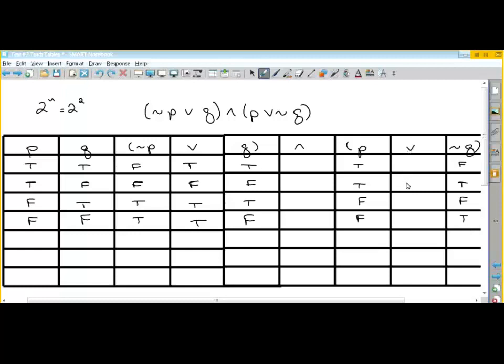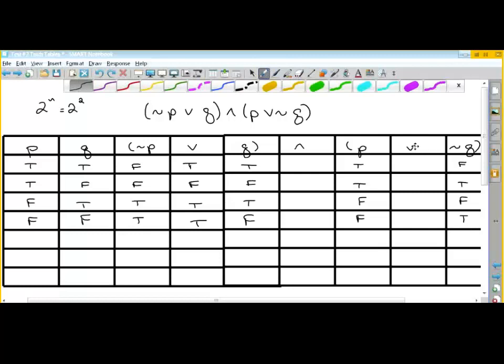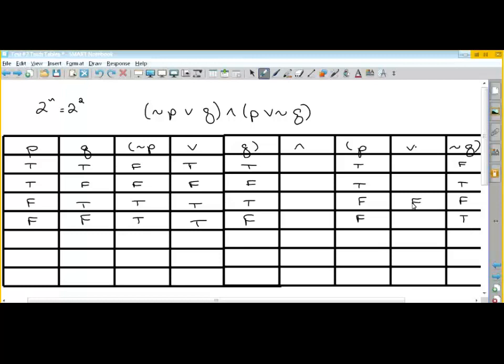Here we have another OR statement. So again, we look for the case where we have two falses. Actually, let me correct what I just said there. It's an OR statement. So the only one that's false is where they're both false. Otherwise, as long as there's one true in there, we're in good shape.